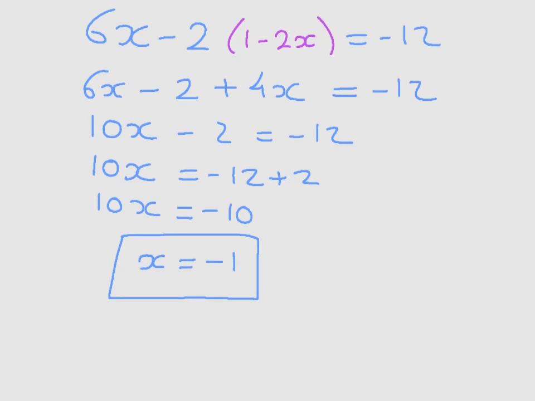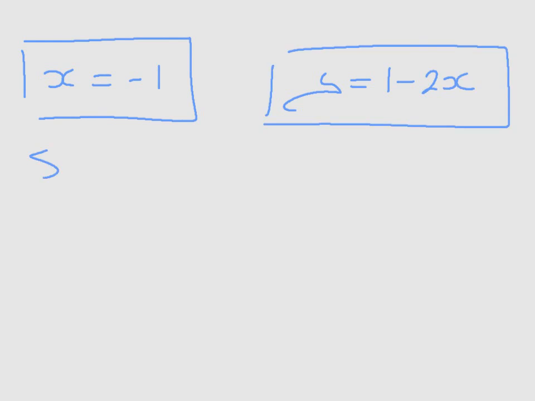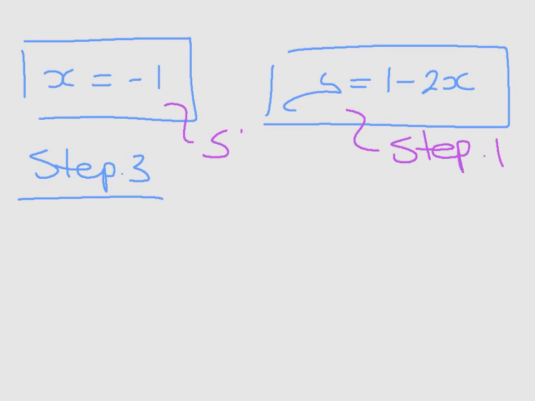Now that this is done, we turn back to the expression that we had found at the end of step 1, which I'll remind you, we had found y is equal to 1 minus 2x. And so in step 3, we're going to combine both of the results that we have found in step 1 and step 2. Remember, this is what we found in step 1, and this is what we found at the end of step 2.